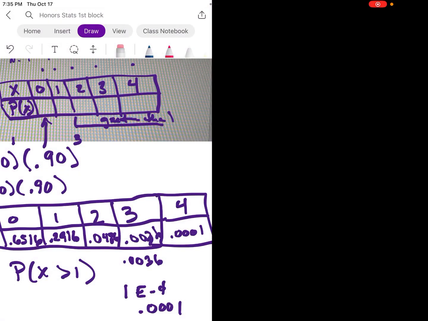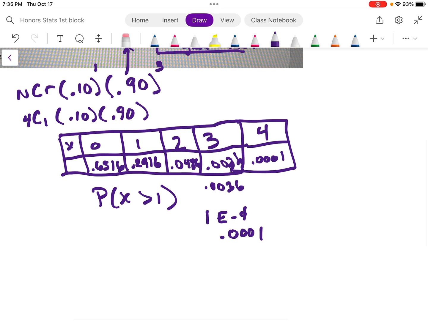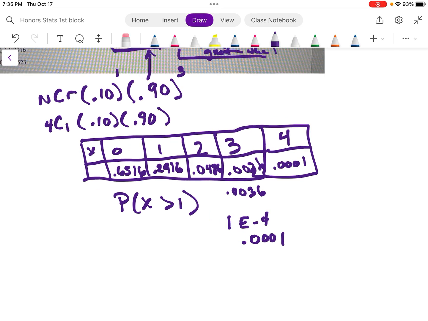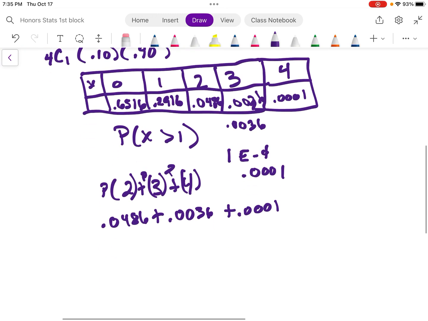All right. And so now we have what we need to answer the question. As I go over here, we say, okay, what is the probability that X is greater than 1? Well, again, that's saying I'm adding the 2 plus 3 plus the 4 zone. Adding those things, the probability of 2, probability of 3, probability of 4. So that would be 0.0486 plus 0.0036 plus 0.0001. All right, so now we get to go through and add it on a calculator.